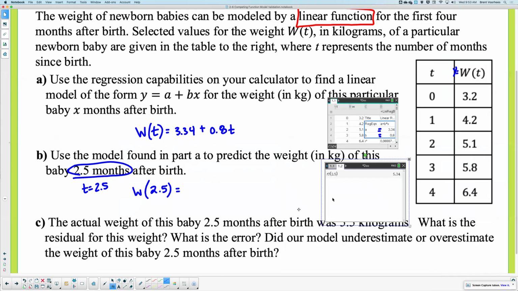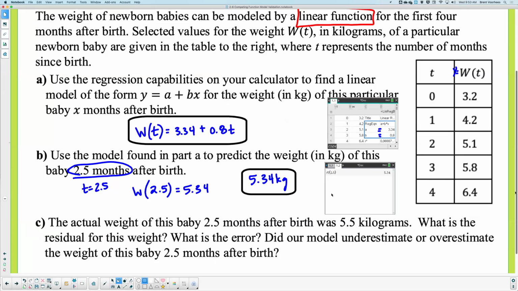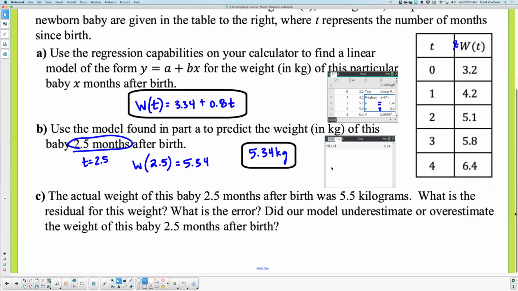So 5.34 is what we got here. Now, this is weight in kilograms, so I want to say 5.34 kilograms. Make sure you put the unit as well when you write your answer. Make sure you put the unit. All right, now the actual weight of the baby, 2.5 months after birth, was 5.5 kilograms.